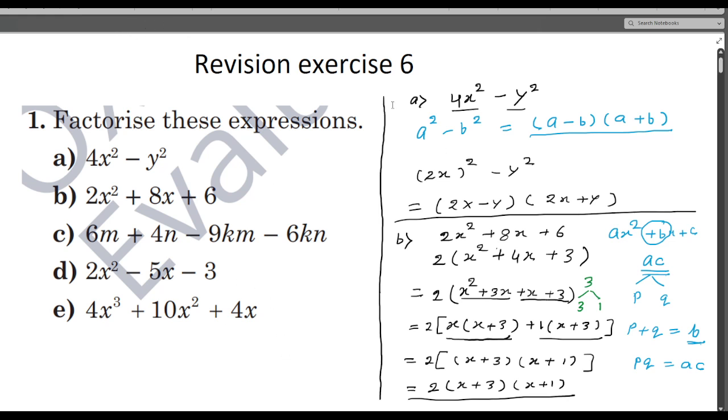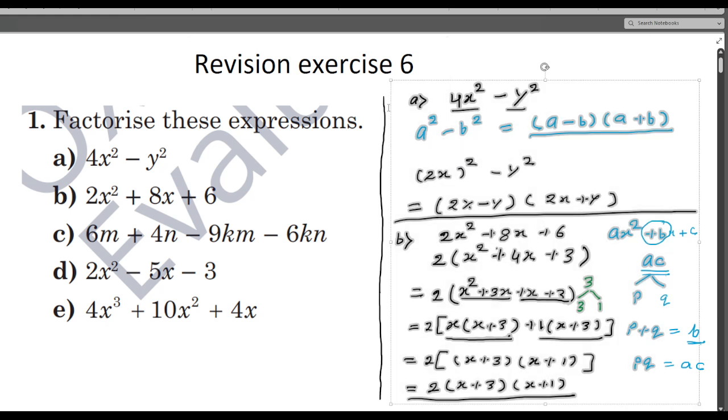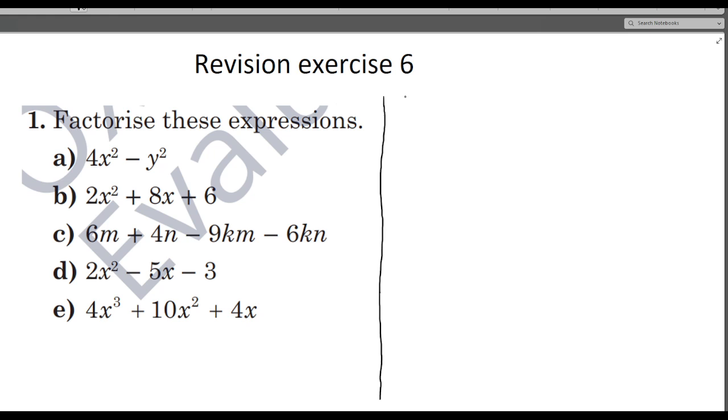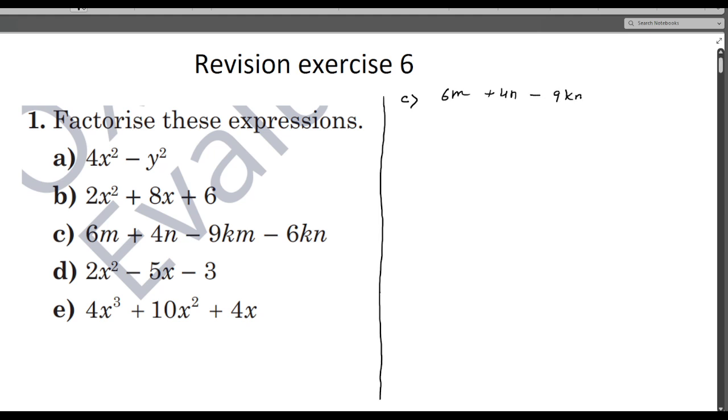Okay, now let us do question C. All the questions seem to be of different types, so we had better give a little explanation as well. The C part is 6m plus 4n minus 9km minus 6kn.